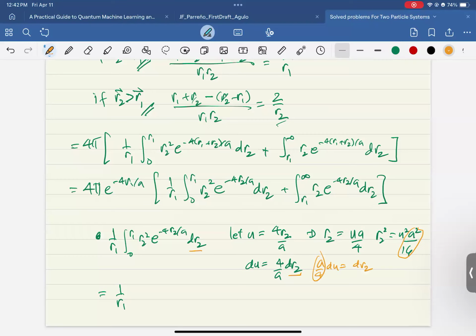So we end up with A cubed over 64. Okay, so integral from 0 to R1 ng u squared e to the minus u du. Okay, and yung integral na yan is just negative e to the minus u times u squared plus 2u plus 2. Okay, evaluated from 0 to R1.